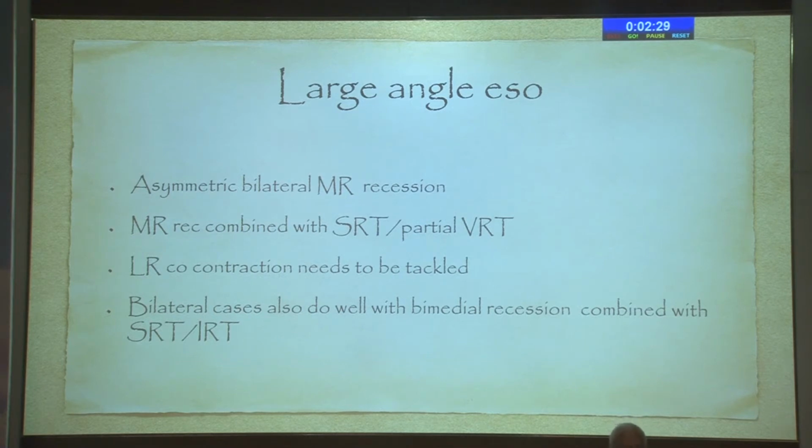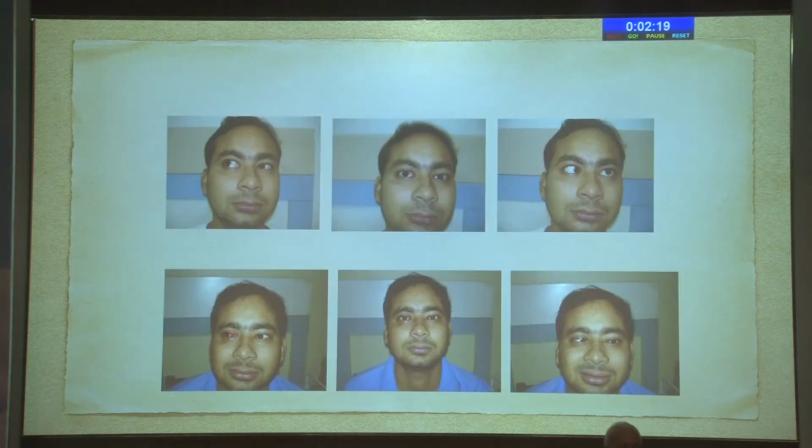Bilateral cases, which are rare but can happen, also do well with bimedial recession combined with SRT, or just IRT, or even partial VRT. So this gentleman, as you can see, has an esotropic Duane's with a face turn, and all we did was an asymmetric Duane's with fairly good alignment as well as correction of the head posture.